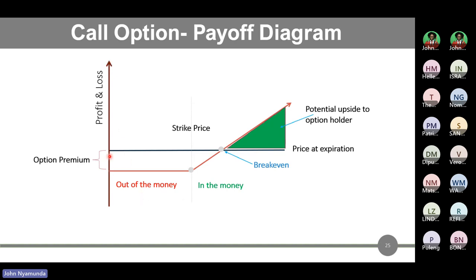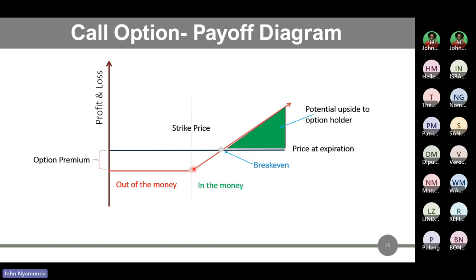Now that we have an idea of what a call option and a put option is, we look at the payoff graphs. So now you know when to exercise and when not to exercise. A call option benefits when prices are increasing. So we have our profit here and our loss at the bottom. As long as price is below the strike price, which is the agreed price, if you hold a call option, you are losing money.